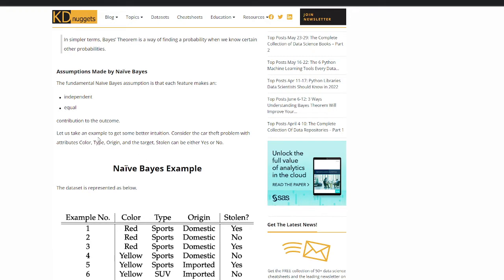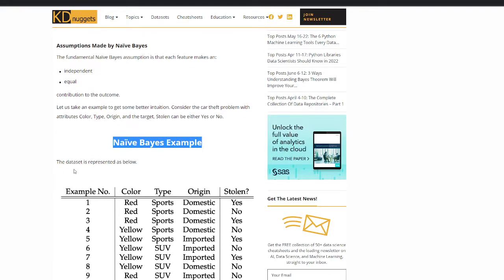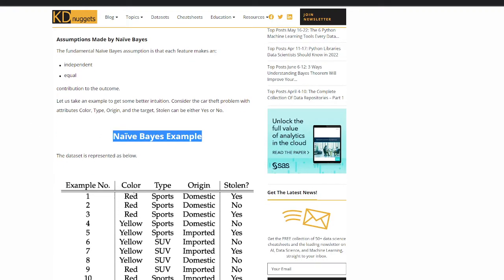So let's take an example to get a better understanding. Consider the car being stolen problem with the attributes. Attributes means the features. So related to the color, type, origin, and the target. The stolen can be either yes or no. So we can say, this one is yes or no, right? This is a very good example. The data set is represented like this.